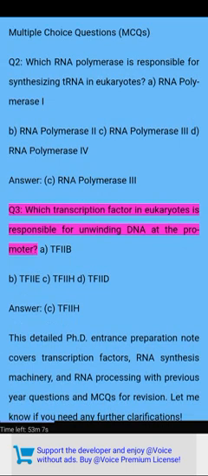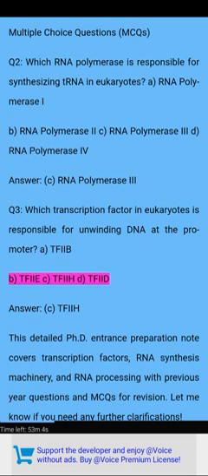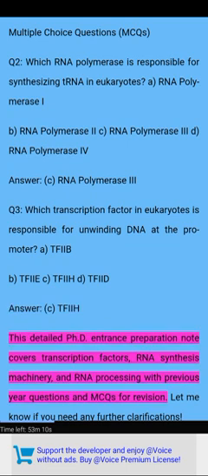Q3. Which transcription factor in eukaryotes is responsible for unwinding DNA at the promoter? A. TFIIB. B. TFIIE. C. TFIIH. D. TFIID. Answer: C. TFIIH.